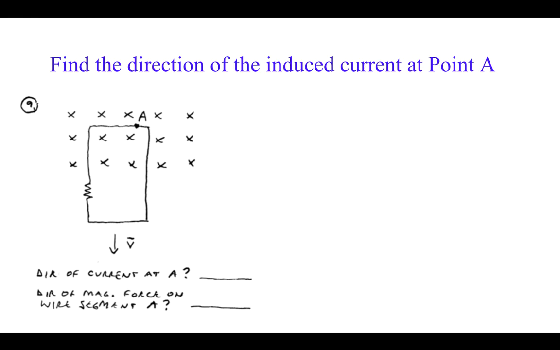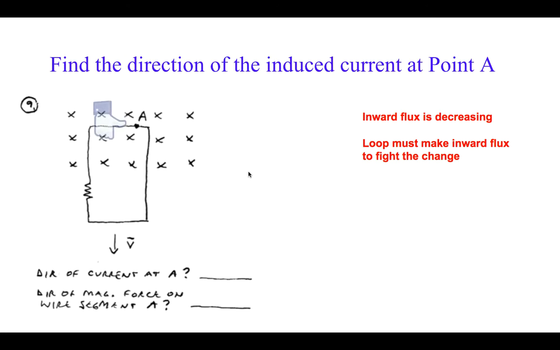Here what we're doing is we're pulling a frame of wire out of a field. And it looks like the field goes into the screen, as evidenced by the X's. That's how you tend to draw it. So if we're pulling this out of the field, this area that's captured by the field is going to decrease. So we're going to be losing inward flux. The inward flux is decreasing. So to compensate for that, we're going to have to make more inward flux in this frame. And so to make inward flux, we're going to need to run a clockwise current in that thing. And so if we want a clockwise current, the current's going to go to the right at point A.